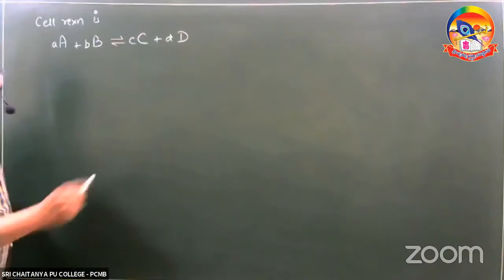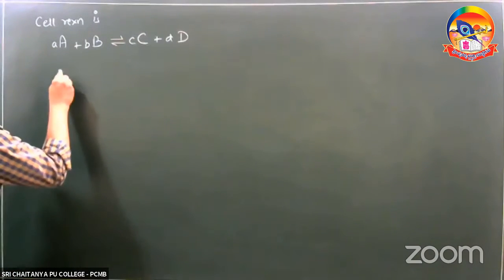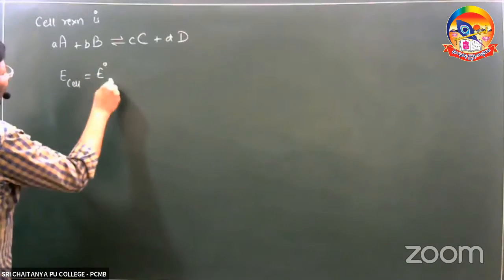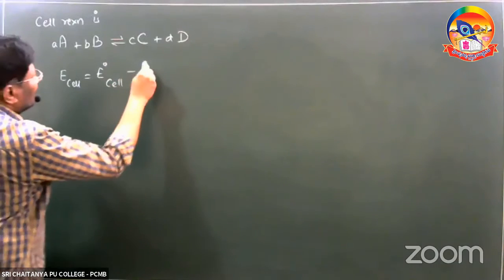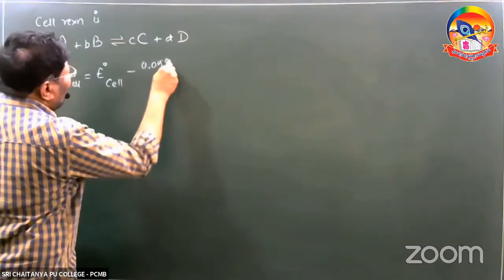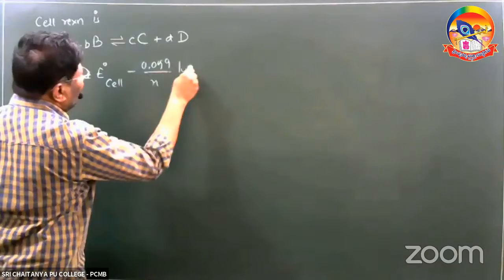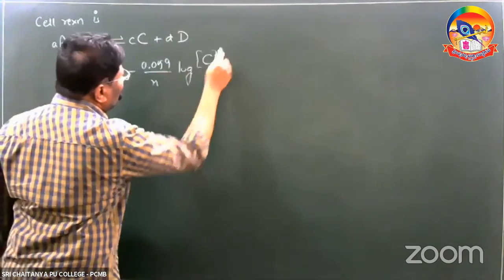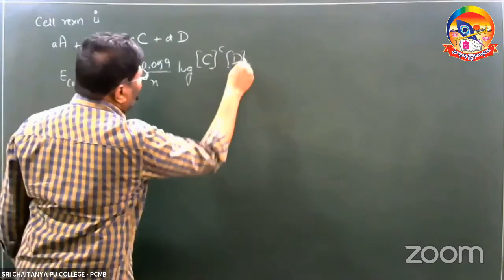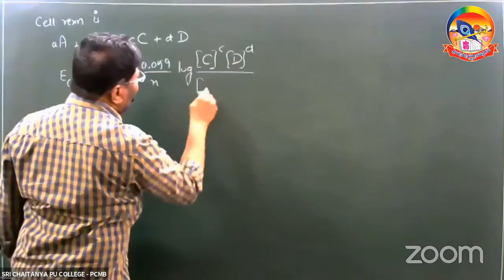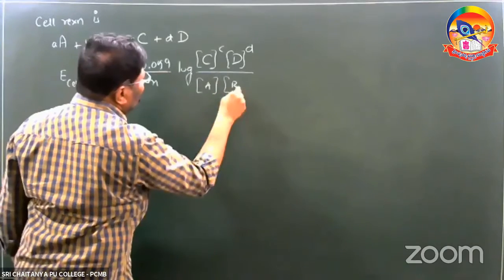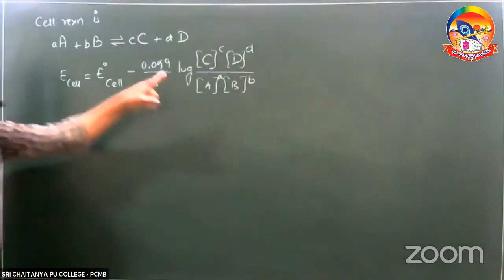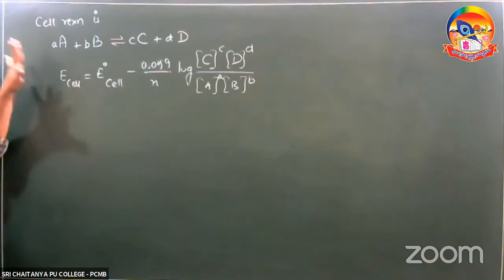So at the time, E cell is equal to E naught cell minus 0.059 by n log products by reactants. This is the way. Any cell reaction is given in this way.